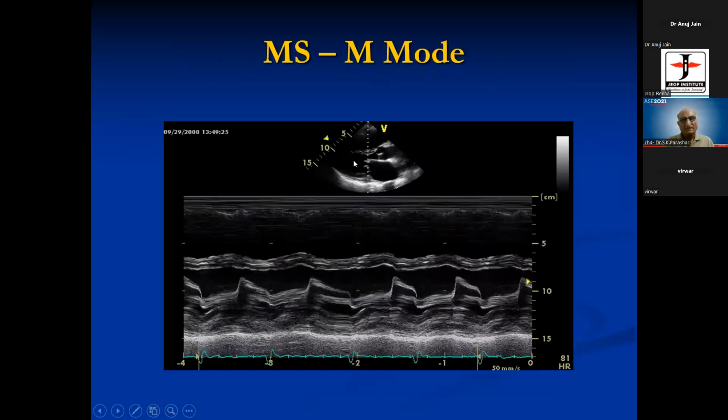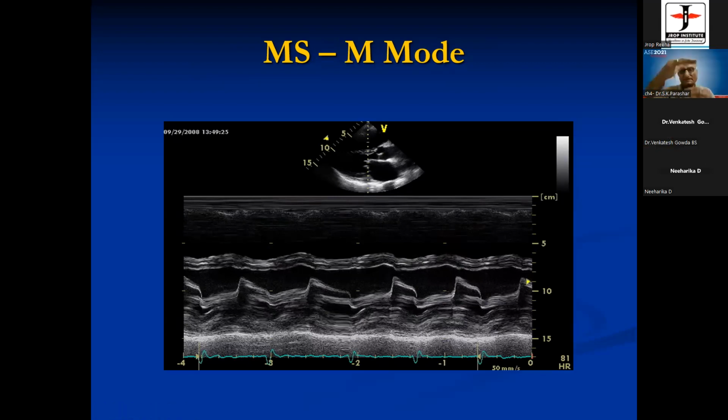This is the mitral stenosis M-mode. Now see, this is the paradoxical motion, what we call. So you see, this is the anterior leaflet, this is the posterior leaflet. Normally, the anterior and the posterior leaflet move opposite to each other. One goes anterior, one goes posterior. But here, because of the fusion of the cusps and the commissure, both of them move towards each other.